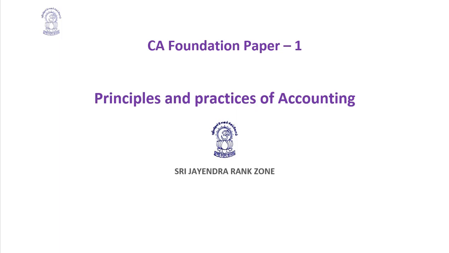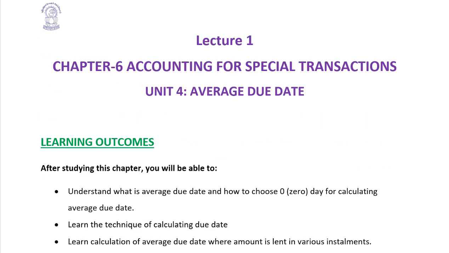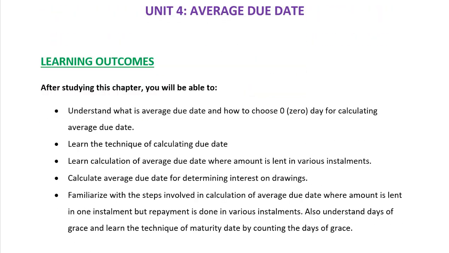In this lecture, we'll begin with Accounting Chapter 6, Unit 4, that is Average Due Date. So let us begin. This is lecture number 1, Chapter 6, Accounting for Special Transactions, Unit 4 in particular, Average Due Date. Let us begin with the learning outcomes.